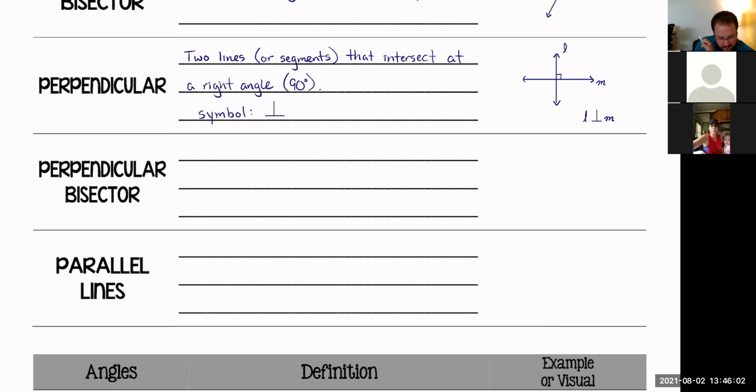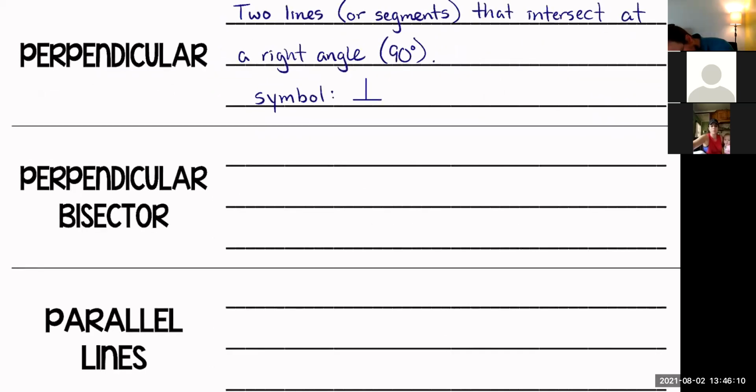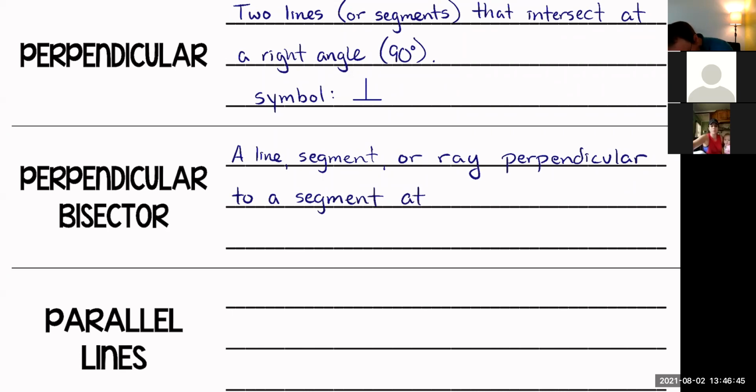All right, perpendicular bisector. This one's a little bit more involved because it's doing a couple things. This is when you have a line segment or ray perpendicular to a segment at its midpoint. So not only is it intersecting in such a way that it forms 90-degree angles, it's intersecting exactly through that segment's midpoint.